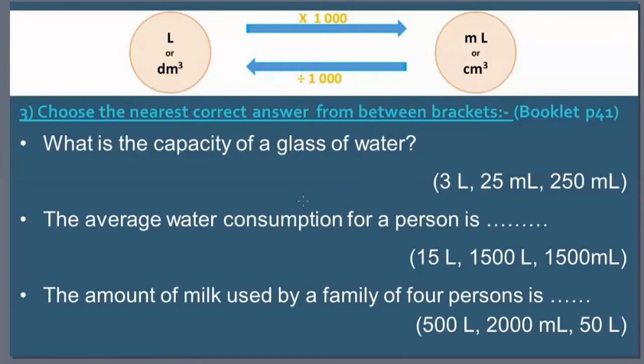Choose the nearest correct answer. What is the capacity of a glass of water? Okay, glass of water, the nearest answer will be 250 milliliter. The average water for a person, what will it give me? Yes, I can use 1 liter and a half, which gives me 1,500 milliliter. The amount of milk used by a family of 4 persons will be 2,000 milliliter.